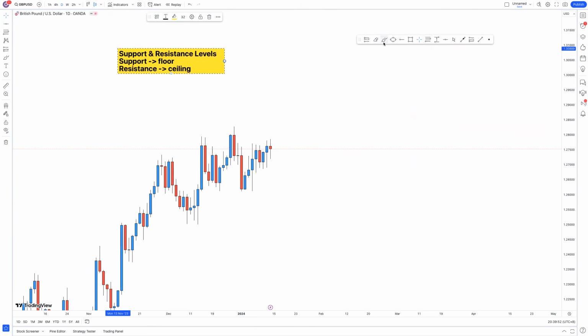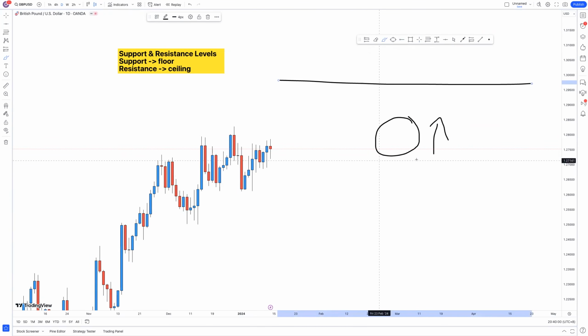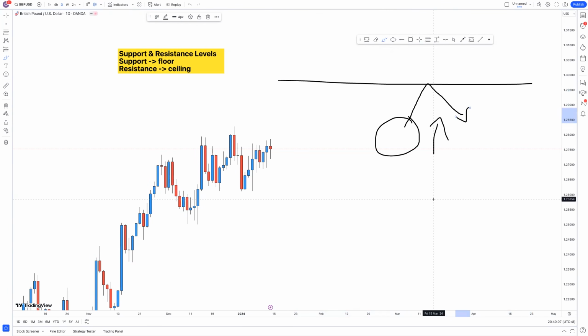Pretend that you have a ball in your hands right now, and then you throw the ball upwards. And then there's a ceiling right here. The price, the ball, is going to go up to this ceiling and then bounce off this ceiling. That is your resistance level. It's basically a level where price is going to bounce off from the upside.